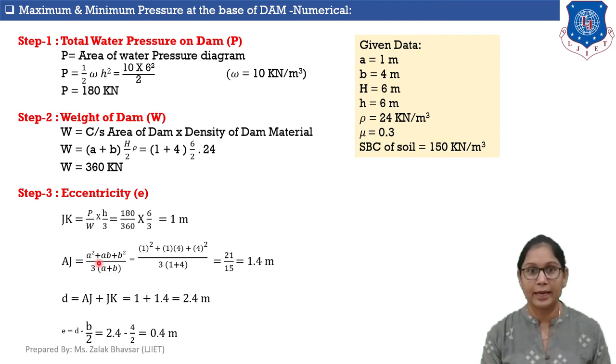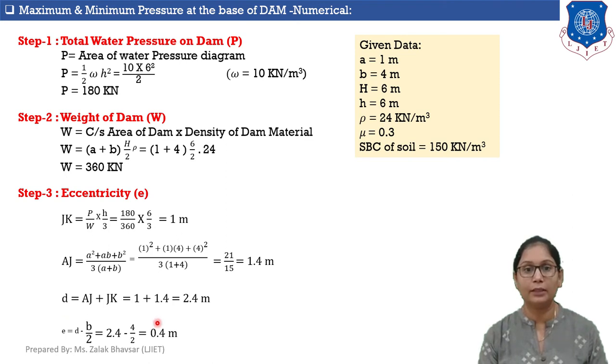I am putting A is equal to 1 and B is equal to 4 in this equation, so I am getting Aj is equal to 1.4 meter. Now total d, small d, is the distance between point A to K, which is equal to Aj plus Jk. So Aj as we calculated is 1.4 and Jk as we calculated is 1, so I am getting small d is equal to 2.4 meter.